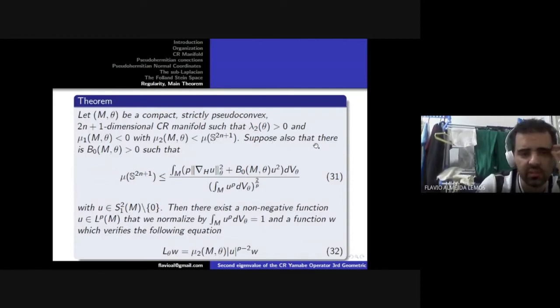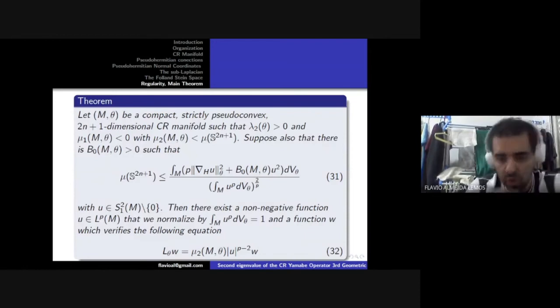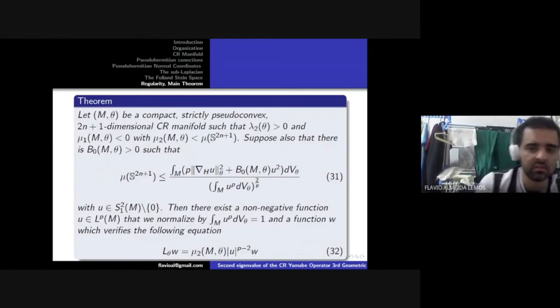Suppose also that there is B0 such that we have a problem here. It is different. Here we show what is different here: it is a necessary inequality. All right, necessary. It is an additional condition, different from the Elsayed theorem. This condition is necessary for us.